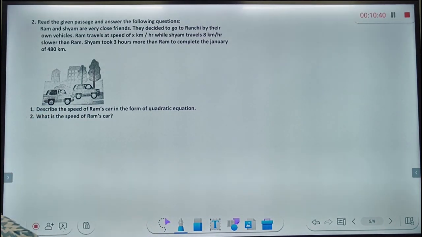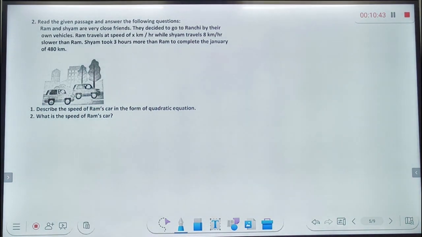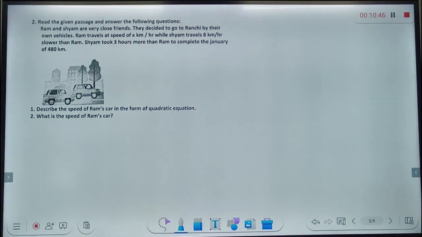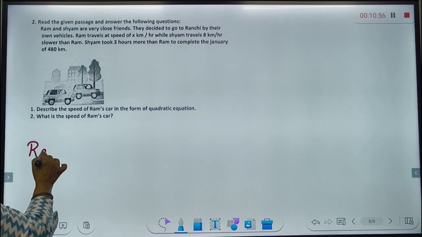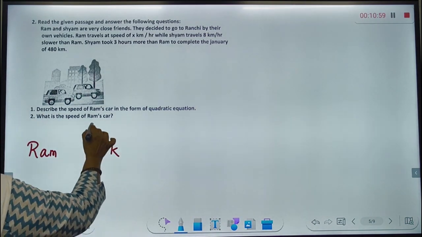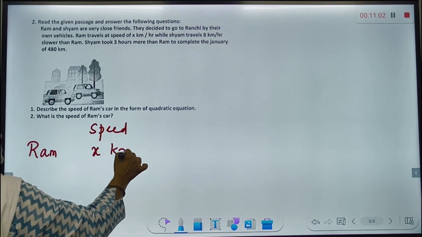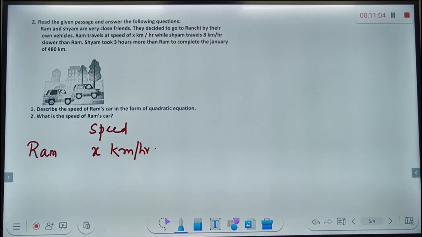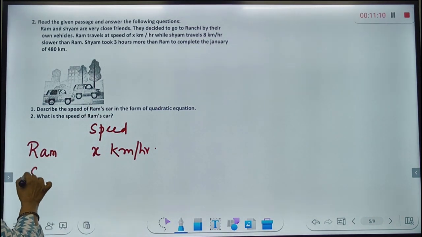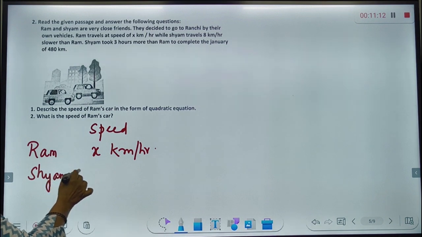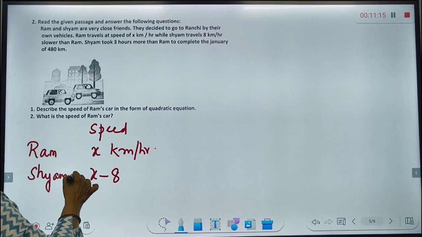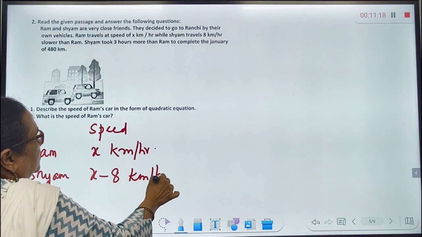Next problem. This is a case study which involves a word problem in quadratic equations. Ram and Shyam are very close friends. They decide to go to Ranchi by their own vehicles. Ram travels at a speed of x km per hour, while Shyam travels at a speed of 8 km per hour slower than Ram. So Shyam travels 8 km slower than Ram, so x minus 8 km per hour.